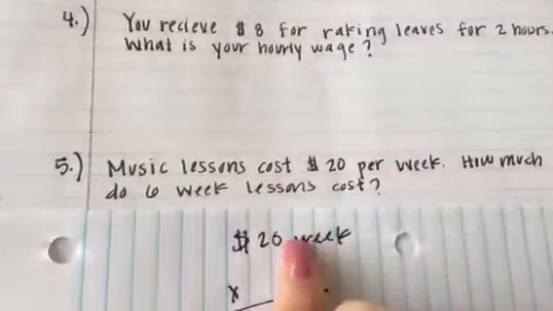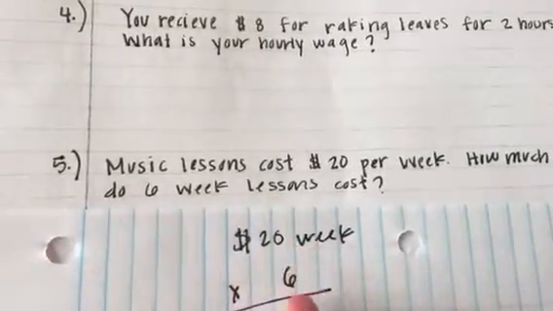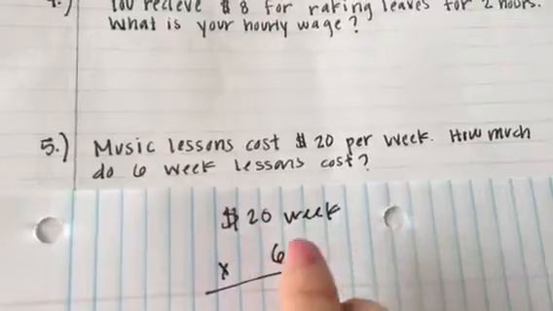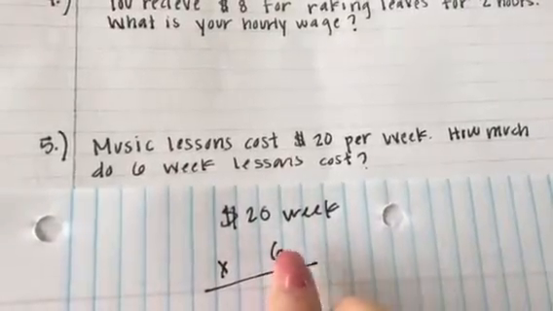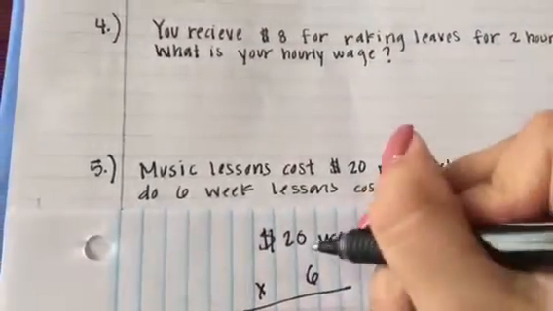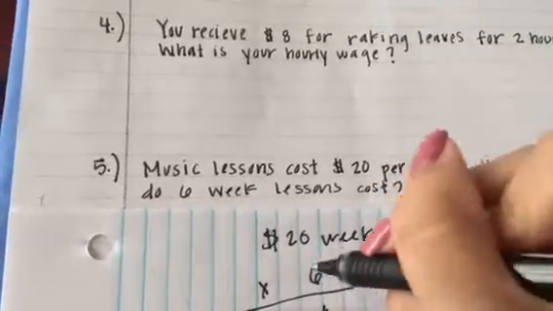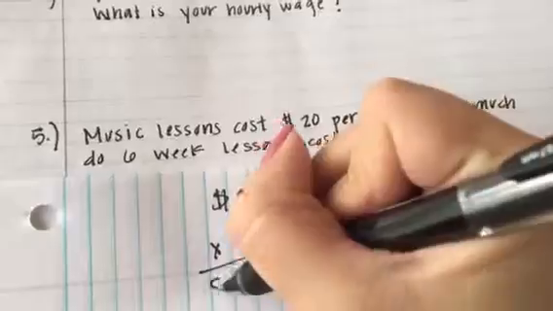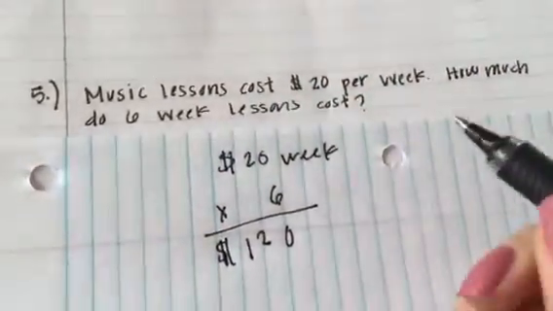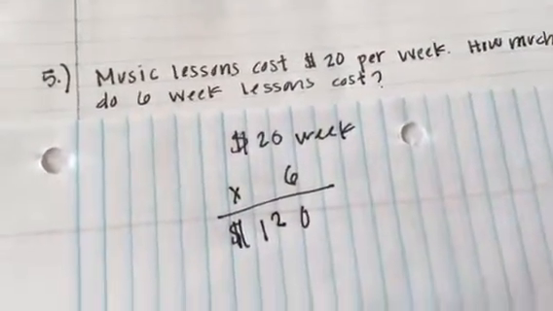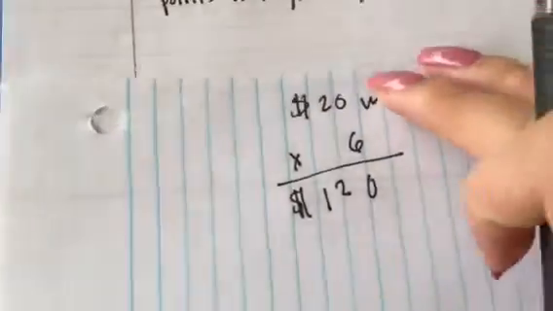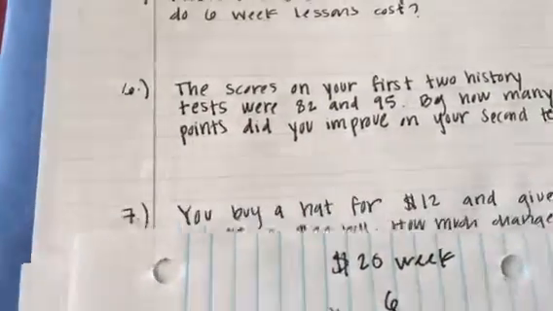That means that 1 week is $20, right? But we're trying to find out how much it would be for 6 weeks. So therefore we multiply because we want to find out 6 weeks. And that would give us 0. And then 2 times 6 is 12. So that's a total of $120. That's a little bit pricey. And then the next problem is number 6.